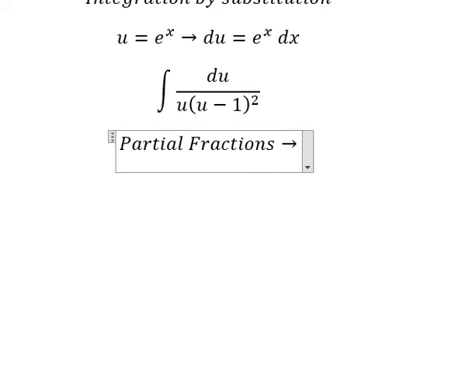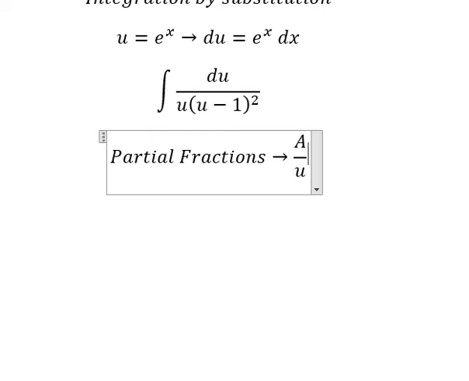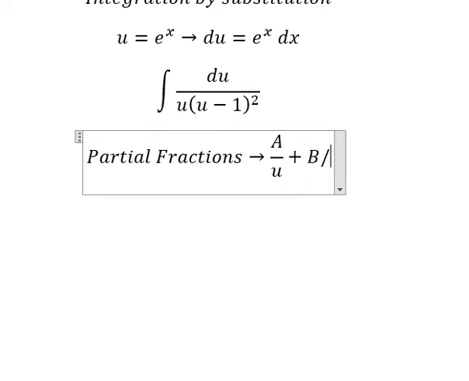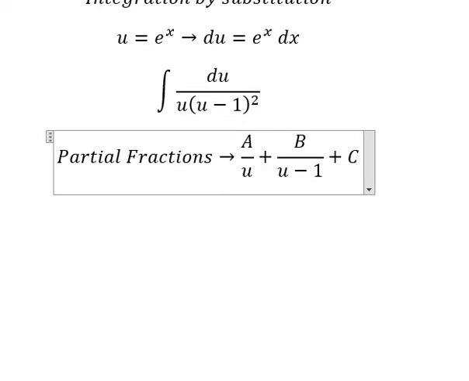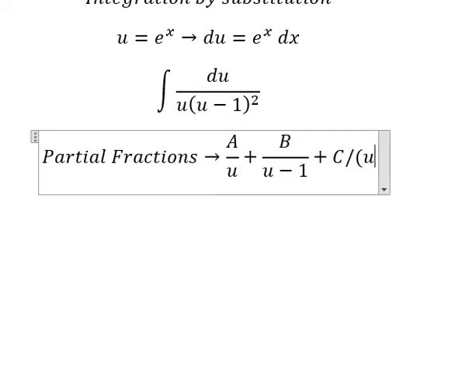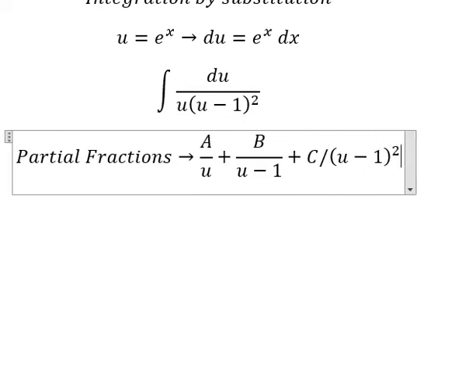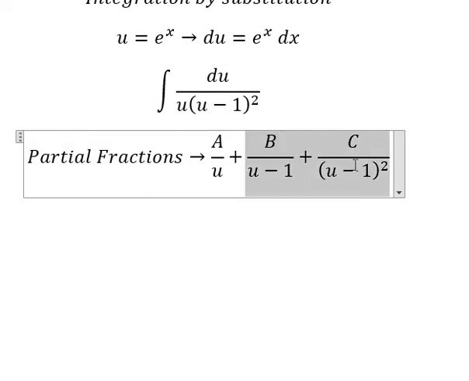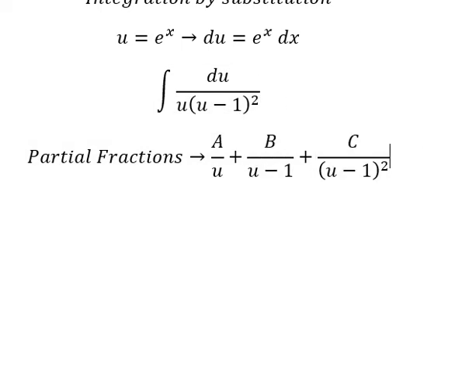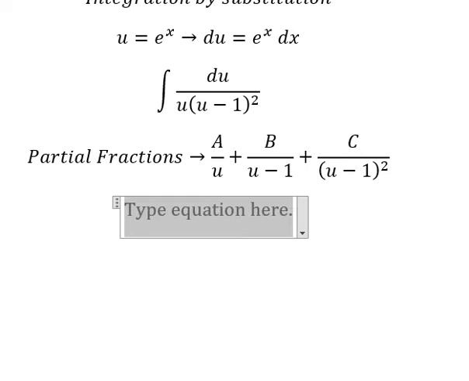So I will put capital A over u, capital B over u minus 1, and capital C over u minus 1 to the power of 2. Because we have the power 2, we need to have two fractions with u minus 1. Next, we do the common denominator.